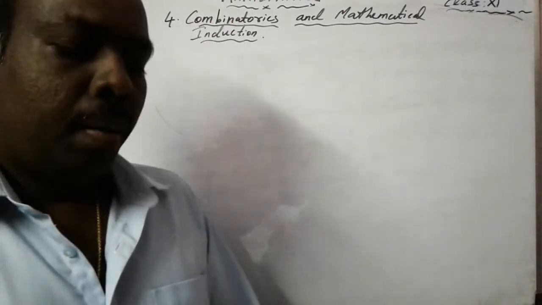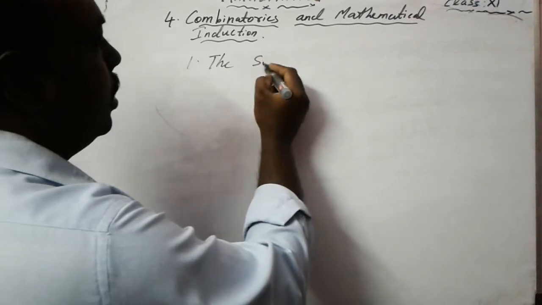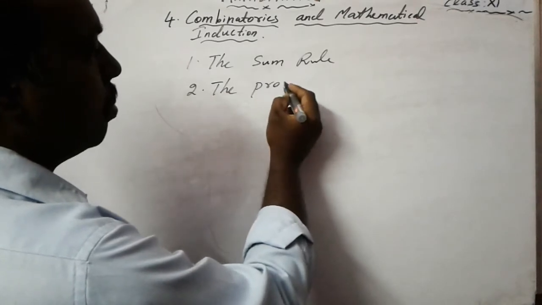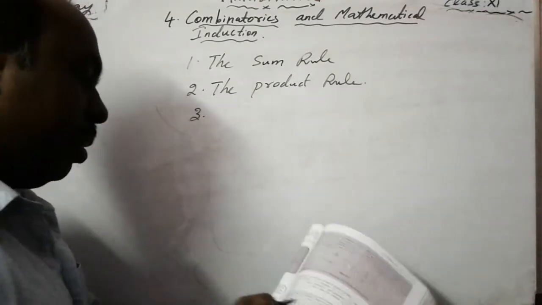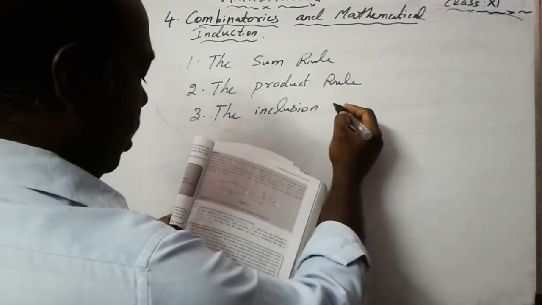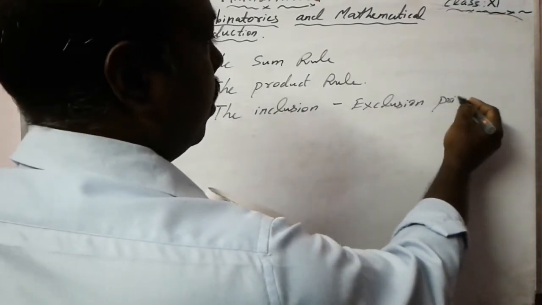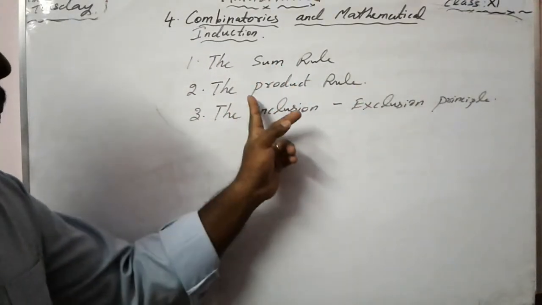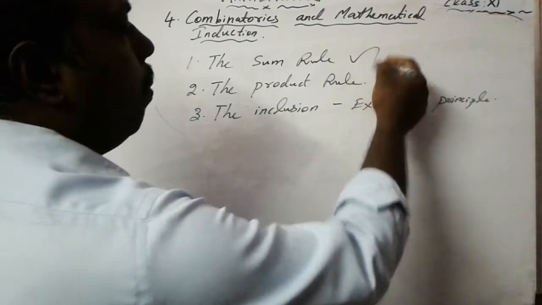So there are some fundamental principles of counting. First fundamental is the sum rule. Second one, the product rule. Third one, inclusion and exclusion. So there are three fundamental rules: sum rule, product rule, inclusion and exclusion principle. First we are going to see the sum rule.